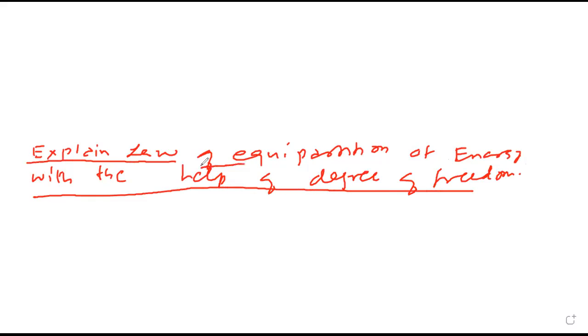What is monoatomic gas? They can exist freely as a single molecule. That is called mono. If they exist freely with two molecules together, then diatomic. If they exist freely with more than two, then it is called polyatomic.